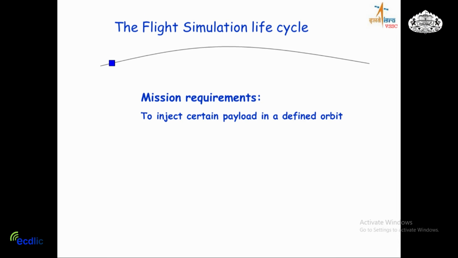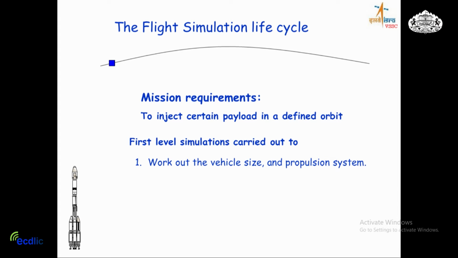Now, the life cycle of a flight simulation is like this. What we are told is only a mission requirement to inject a certain payload in a defined orbit. With that, the first level of simulation is to work out the vehicle size and propulsion system. Depending on the payload requirement, what sort of vehicle, whether it's a GSLV or a PSLV. PSLV, there are so many types, there is core alone, there are so many things. So that is defined, the propulsion system, and the trajectory, how we are going to reach the trajectory.